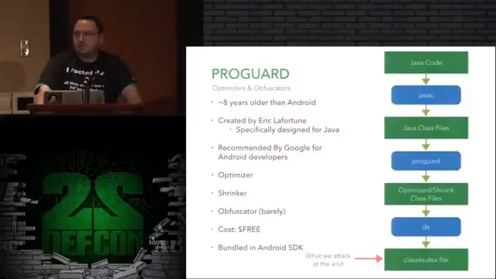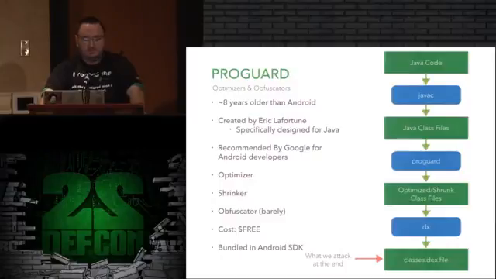It's about 8 years older than Android. It was created by Eric Lafortune, something like that. It's especially designed for Java, recommended by Google. It optimizes code, it shrinks code, it barely obfuscates code. Cool part is it's free. It actually will reduce the size of apps, so you get more apps on your phone. It does a pretty good job of making things faster, and it actually removes a lot of your garbage code. So if you write bad code, it kind of looks better when you reverse it.